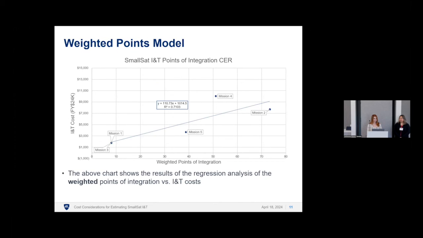Next, looking at the weighted points model. So here we have a linear model since the weighted points are accounting for the learning curve. And again, you see a strong R squared here of 71%.